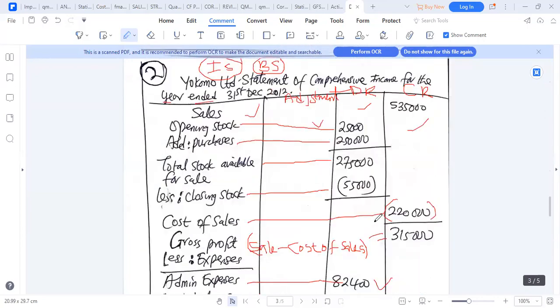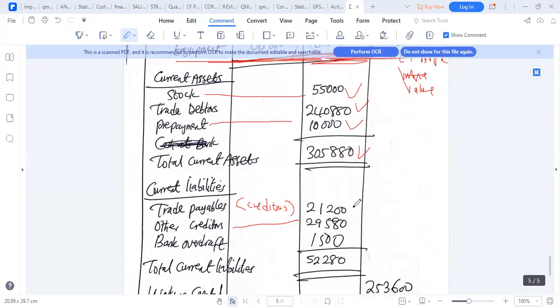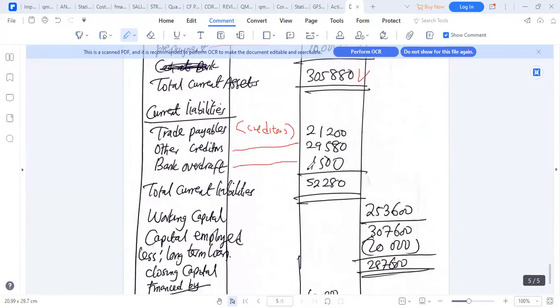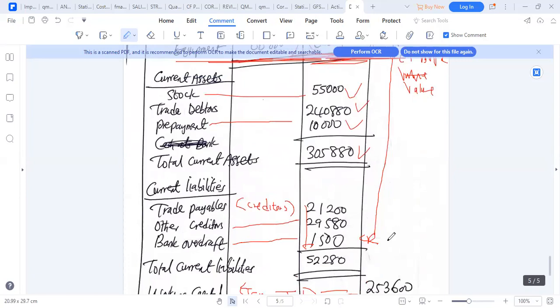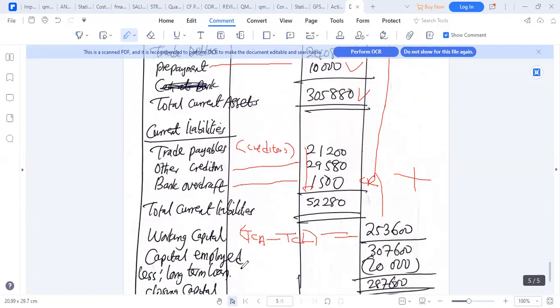Then what next? You add the bank overdraft, because it was on a credit, it's an overdraft. When you add these, we are getting 52,280. Then working capital is the difference between the total current assets minus total current liabilities. You're getting 253,600. When you add this one, you're going to have capital employed.